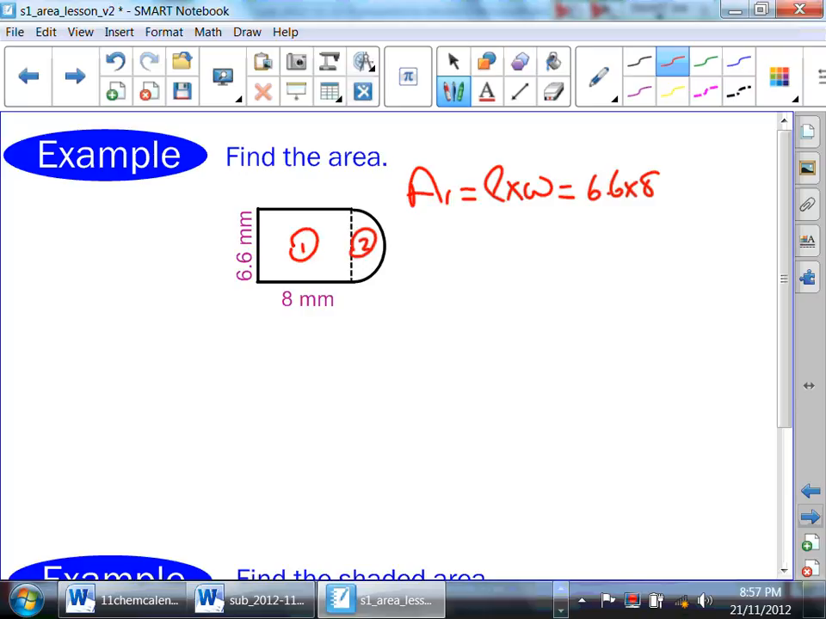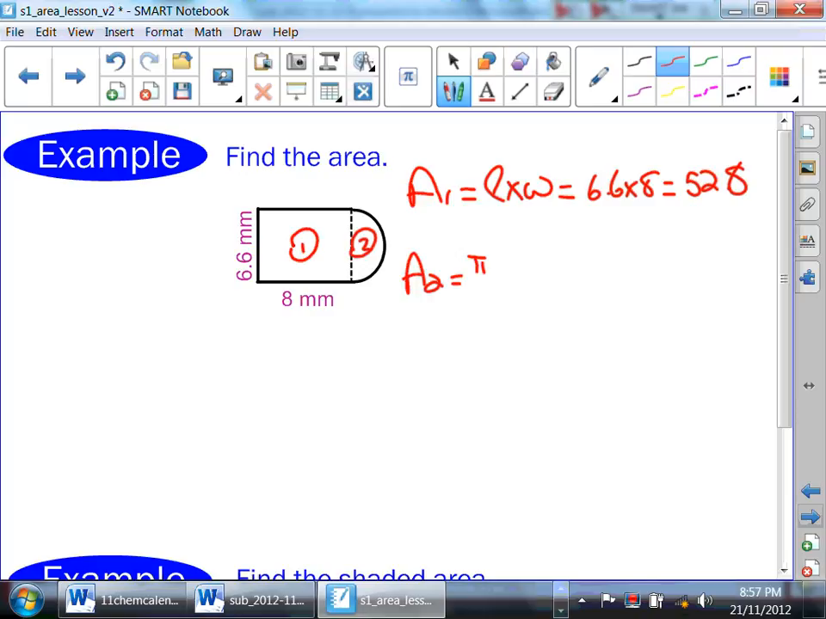I don't know. What's that going to be? Well, that's going to be 13.2 times 4. So that's 52.8. So it's going to be 52.8. And then we're going to find area 2. Now, area 2 is sneaky because it's not a whole circle. It's a half circle. So how are we going to do that?